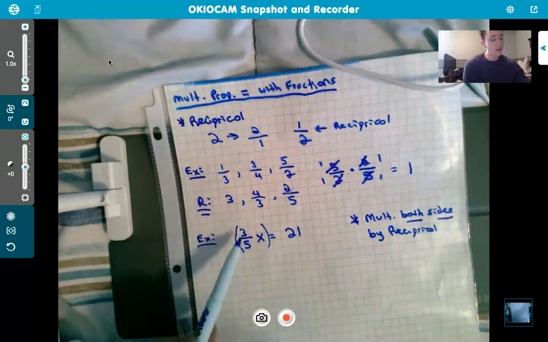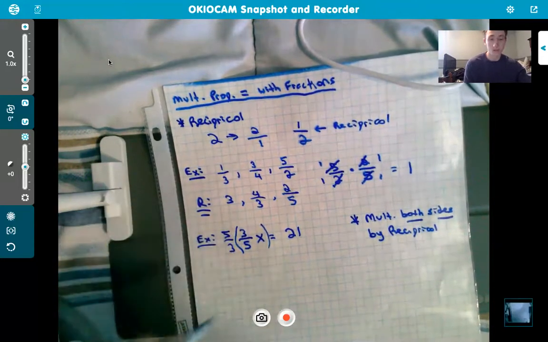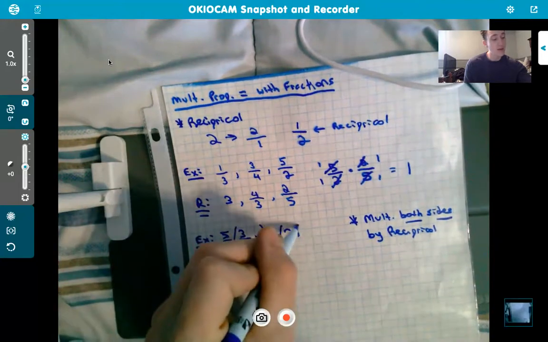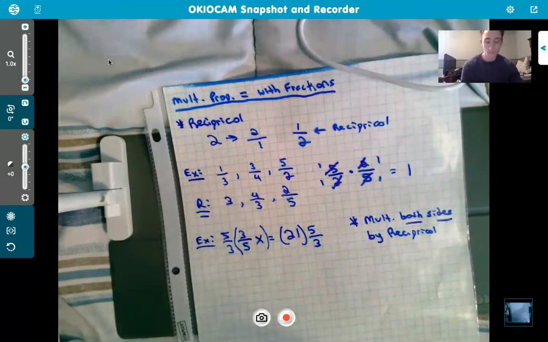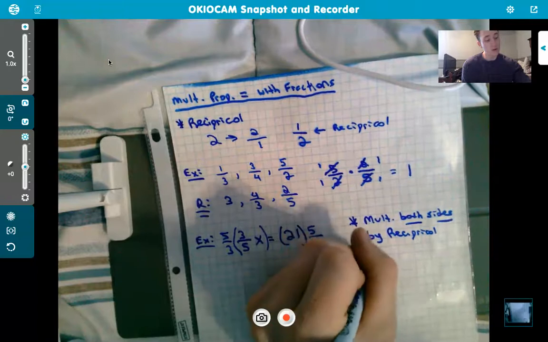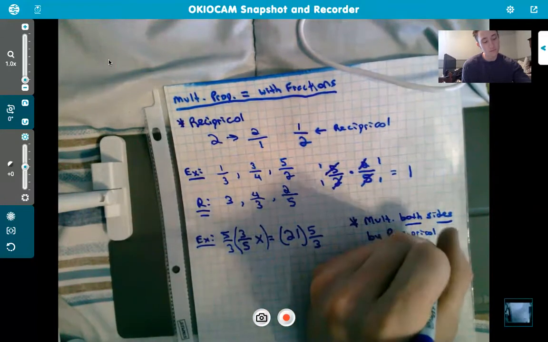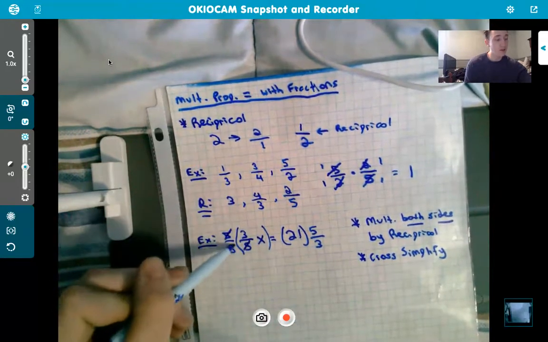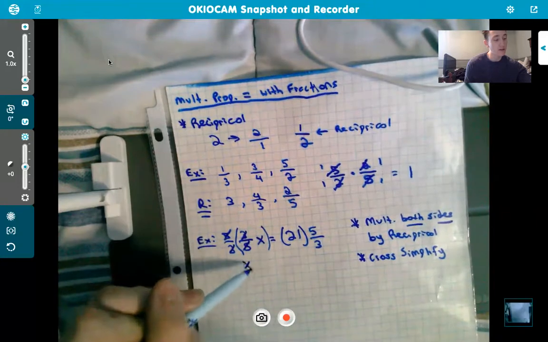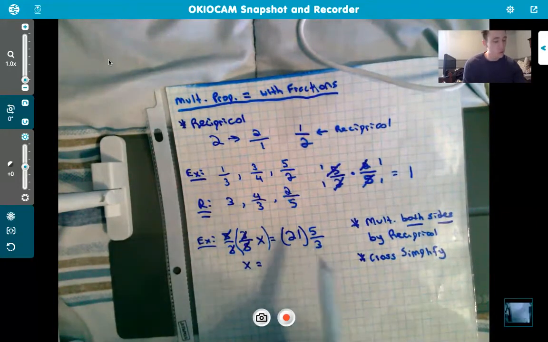Well, if I'm looking at 3 over 5, the reciprocal would be 5 over 3. And I'm going to multiply that on both sides. The second step would be to then cross simplify. So notice that 5 and 5 will cancel, 3 and 3 cancel. I'm just going to be left with an x here. I want to cross simplify over here as well.